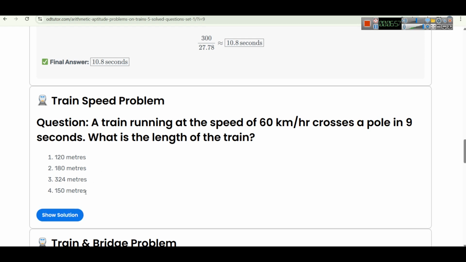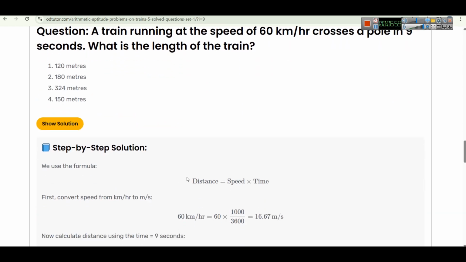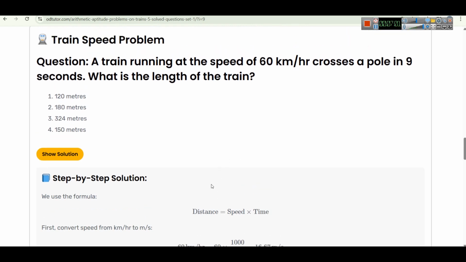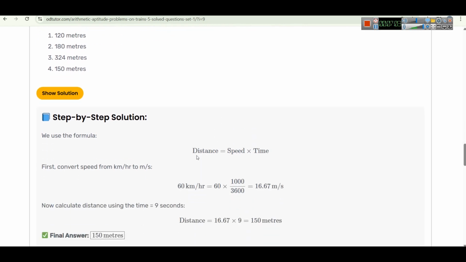So first you will convert. Distance is speed into time. So first we'll convert it into meter per second as we are doing. So 16.67 is the speed in meter per second. So calculate distance using the time. Distance is equal to speed into time, which will be 150 meters.